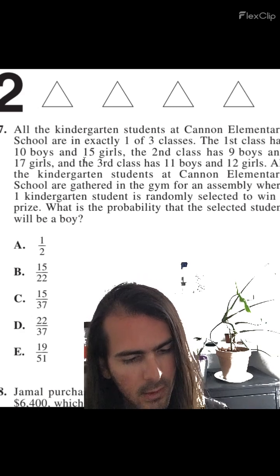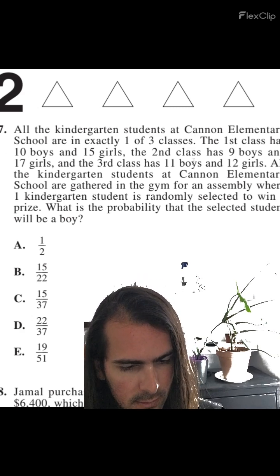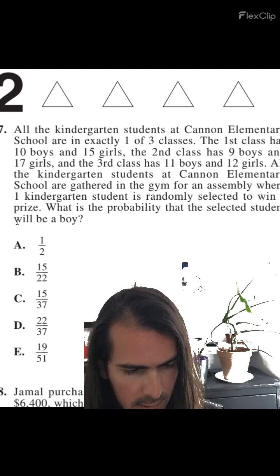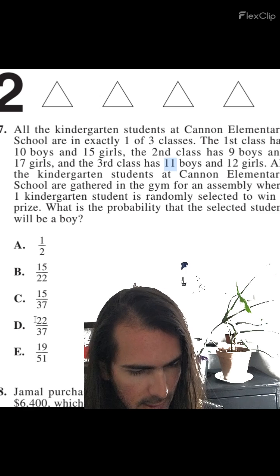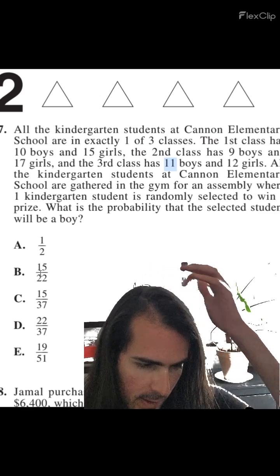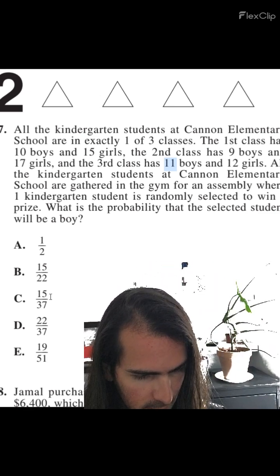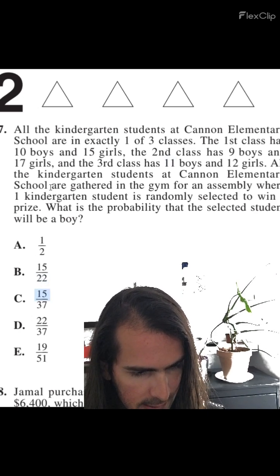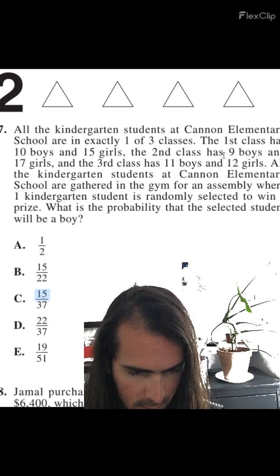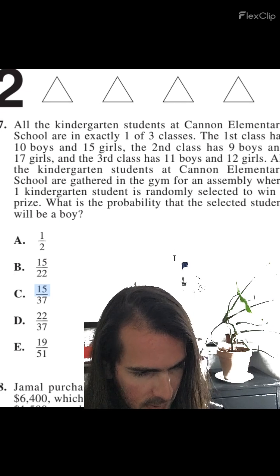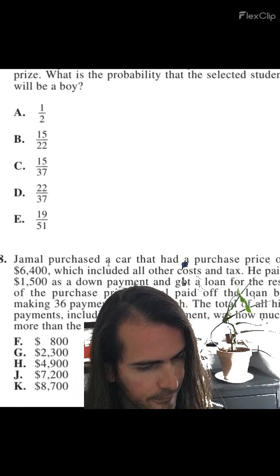So number 7, I see a lot of numbers here. The probability that the selected student will be a boy. Okay, so we're going to go with boys. So 10 plus 9 plus 11. 11 and 9 makes 20, plus 10 is 30. The answer choices don't have that in the numerator, but I know I can divide it and get 15. So it's going to be either B or C. Looking at that quickly, B is more than a half, C is less than a half. I'm going to go with C because the boys are always less than the girls. And that means that the boys are going to be less than half of the whole thing.